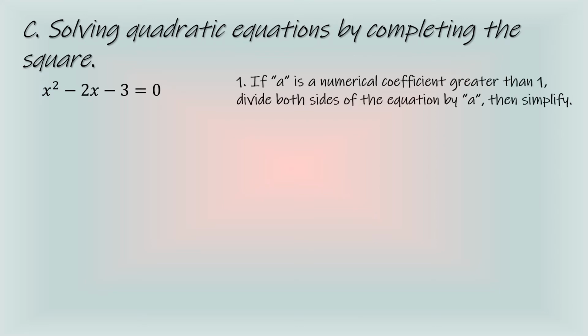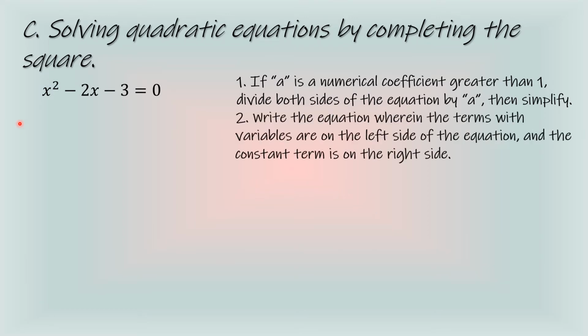First step is if a is a numerical coefficient greater than 1, divide both sides of the equation by a, then simplify. So sabi sa first step, kapag daw ang numerical coefficient ng x squared na ito ay greater than sa 1, we have to divide this whole quadratic equation to letter a, or to the value of a. Pero dito sa ating given quadratic equation, walang nakalagay na number, automatic that is 1, or the numerical coefficient is 1. So, hindi na natin kailangan pang mag-divide sa buong quadratic equation. Let us now proceed to the second step.